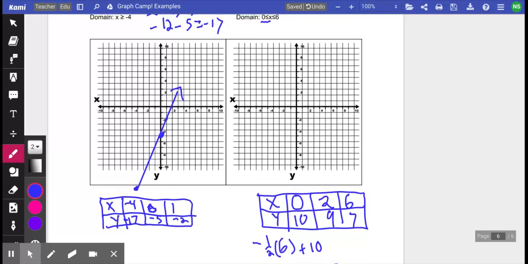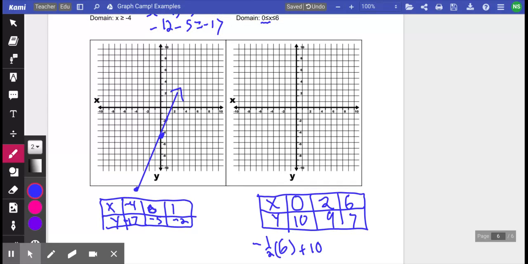I go back up to my graph and plot these points. So my first point is at 0, 10. So I stay right in the middle, go up 10. My next point is at 2, 9. So I go over 2, up 9. And then I have 6, 7. So I go over 6 and up 7.